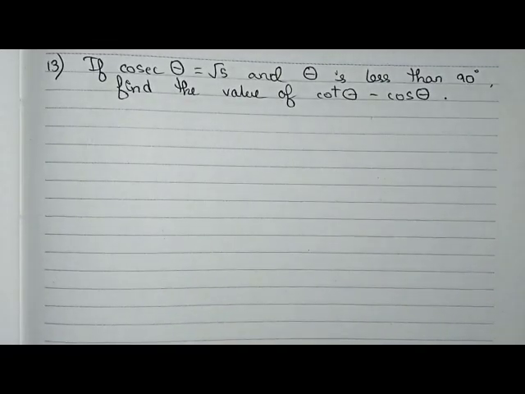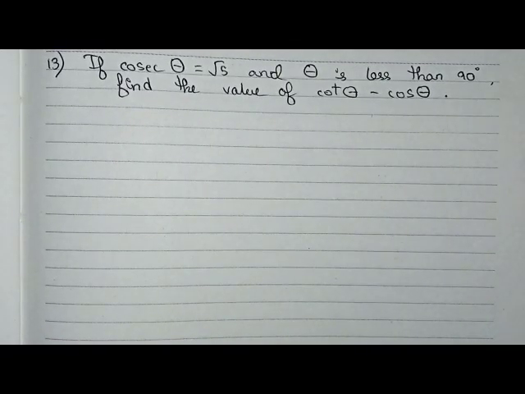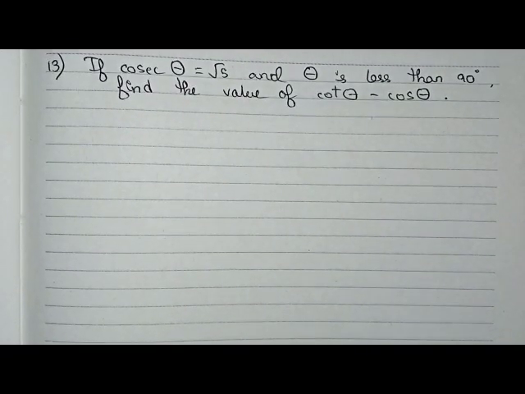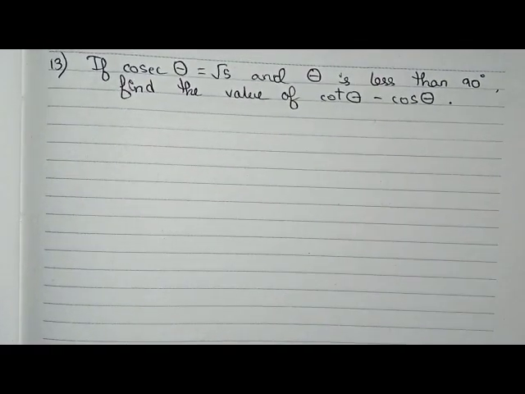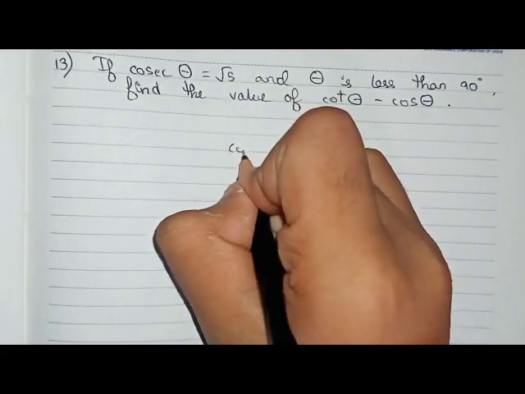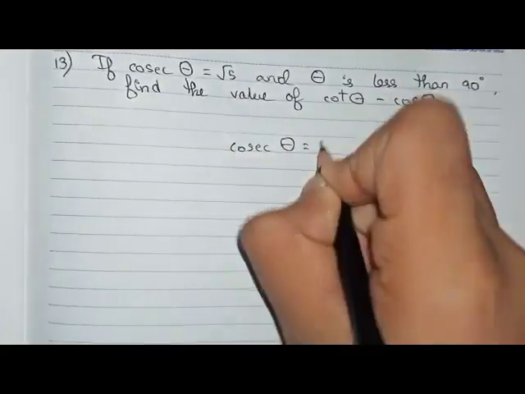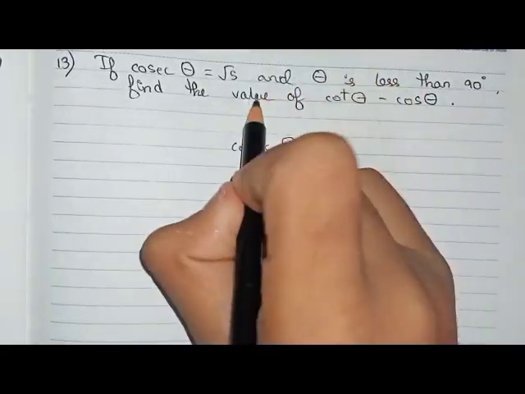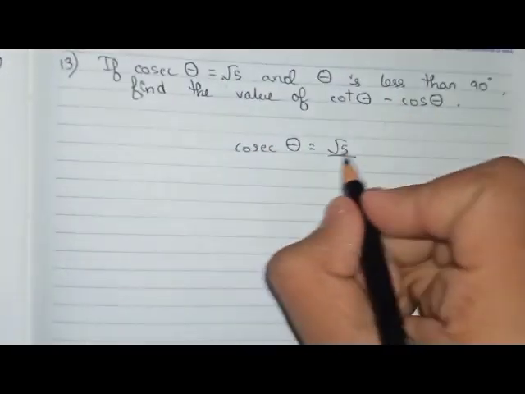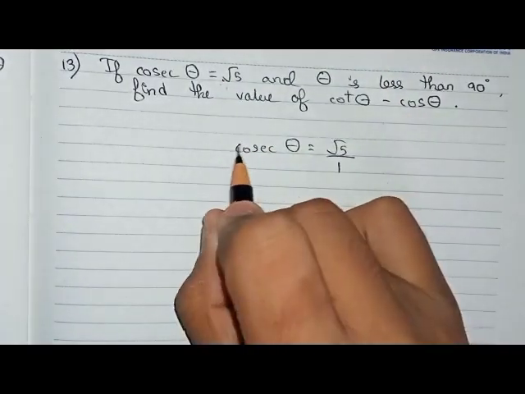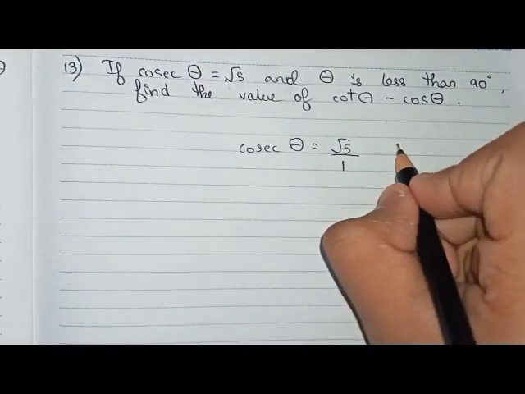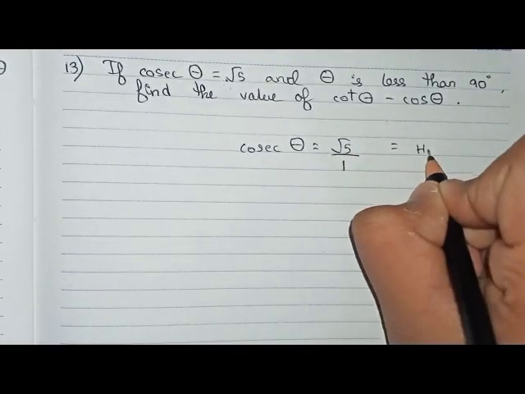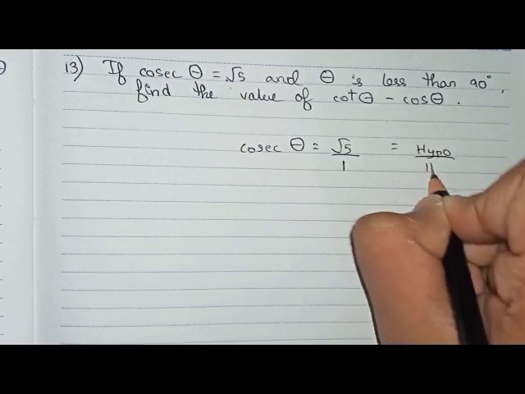Question number 13. If cosec theta is equal to root 5 and theta is less than 90 degree, find the value of cot theta minus cos theta. So the value of cosec theta is equal to root 5. So as in denominator no number is there, we can write it as 1. So now cosec theta means hypotenuse by height. So therefore root 5 hypo, 1 height.